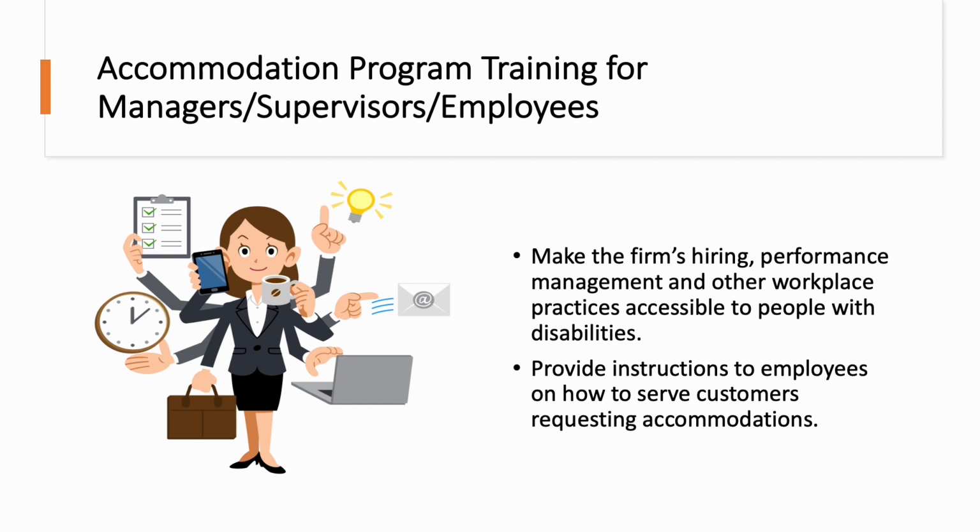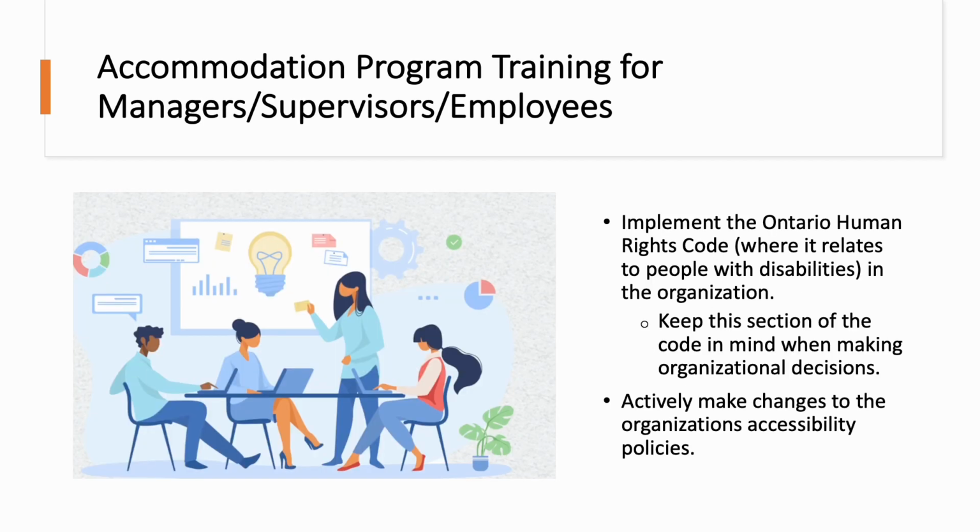Now we will move on to accommodation program training for managers, supervisors, and employees. This module is to educate on the rights and obligations of all parties at the workplace under the AODA requirements. Management members should make the firm's hiring, performance management, and other workplace practices accessible to people with disabilities. Employees should follow the instructions on how to serve customers requesting accommodations. The management team should implement the Ontario Human Rights Code, which relates to people with disabilities, in the organization. Keep this section of the code in mind when making organizational decisions, and actively update the organization's accessibility policies.